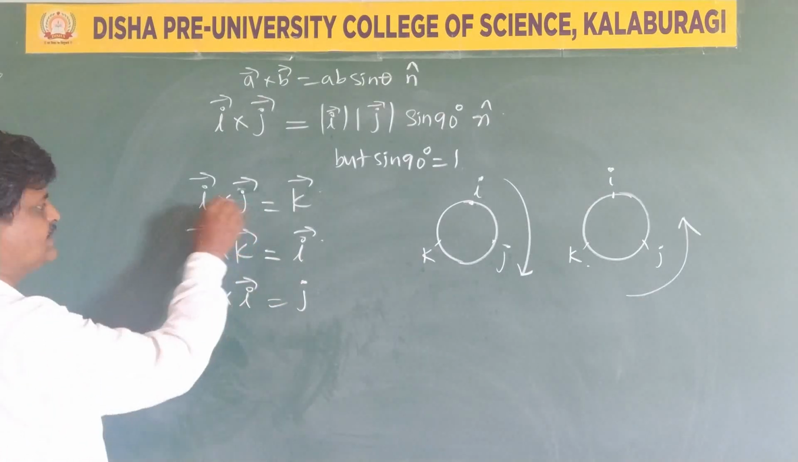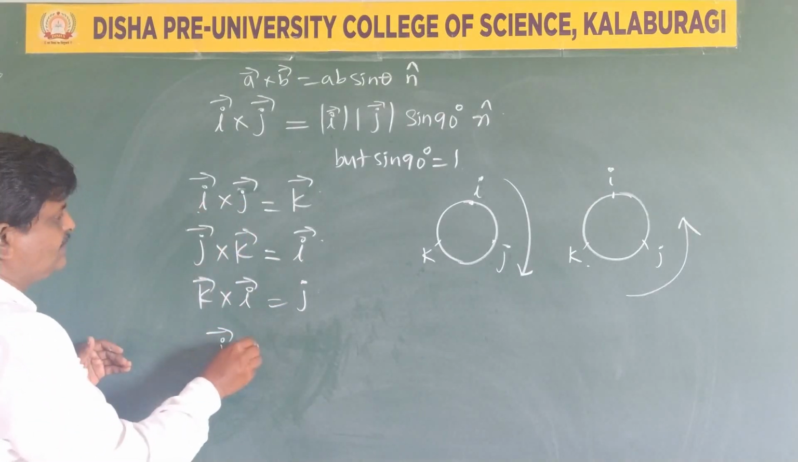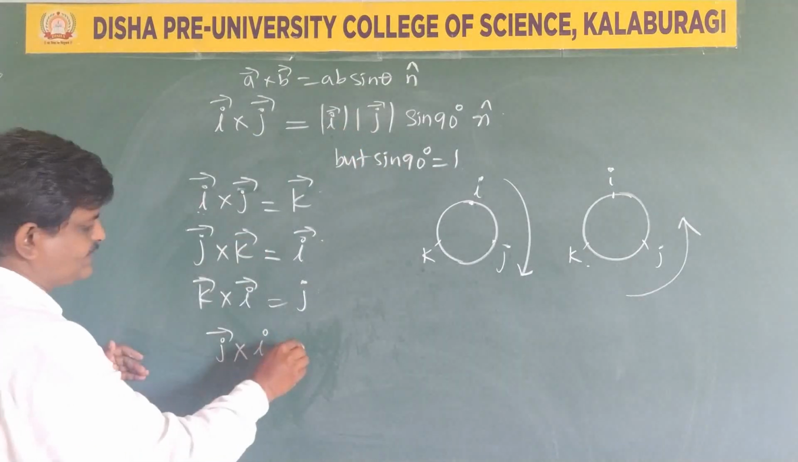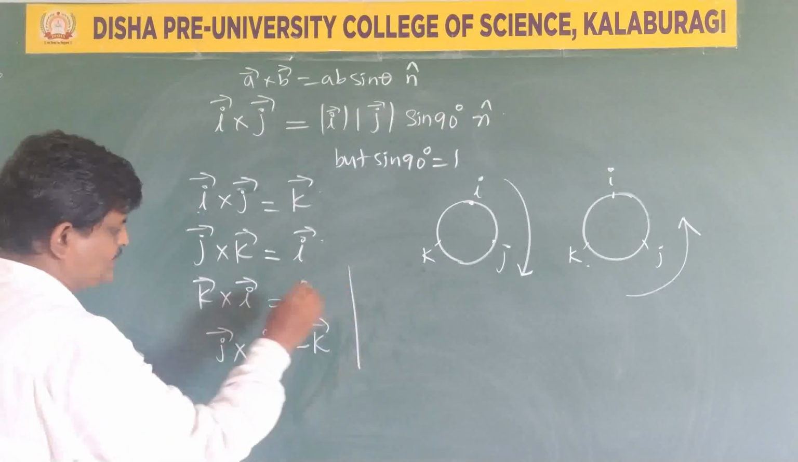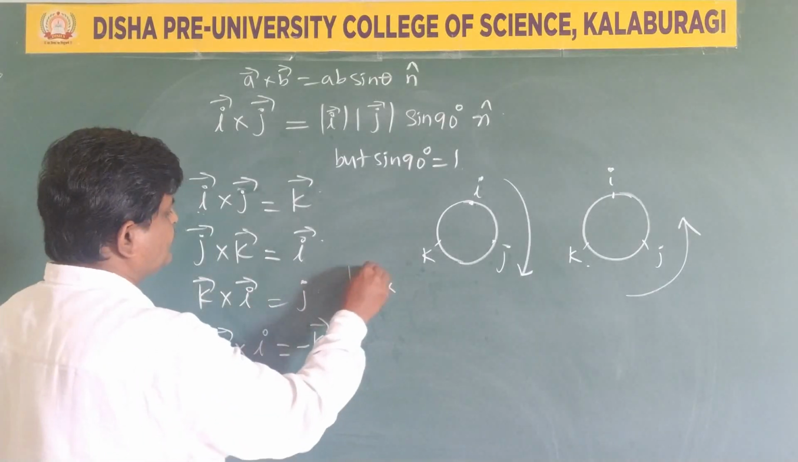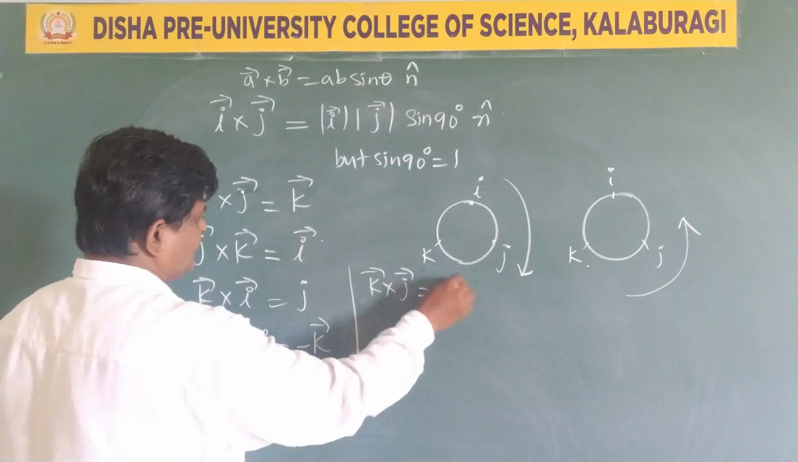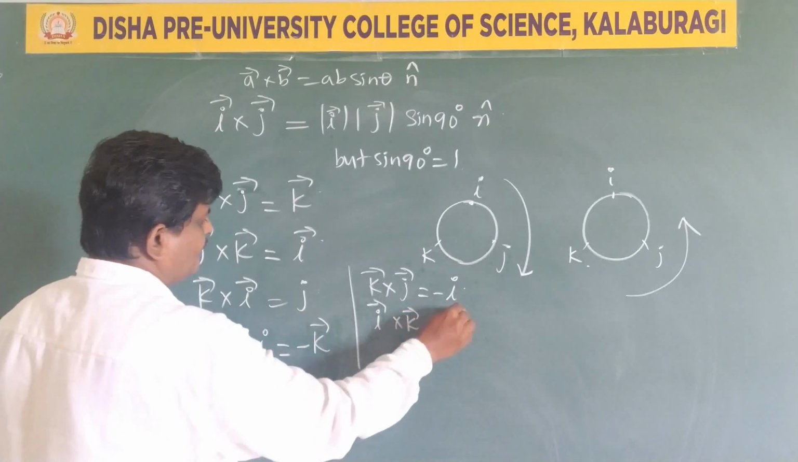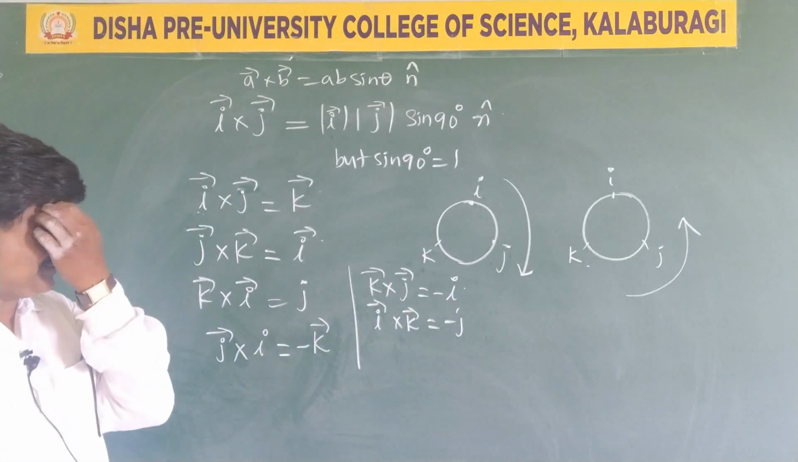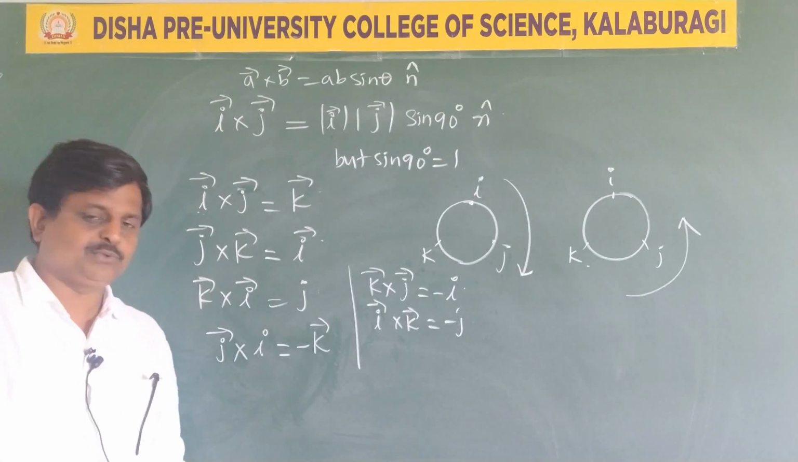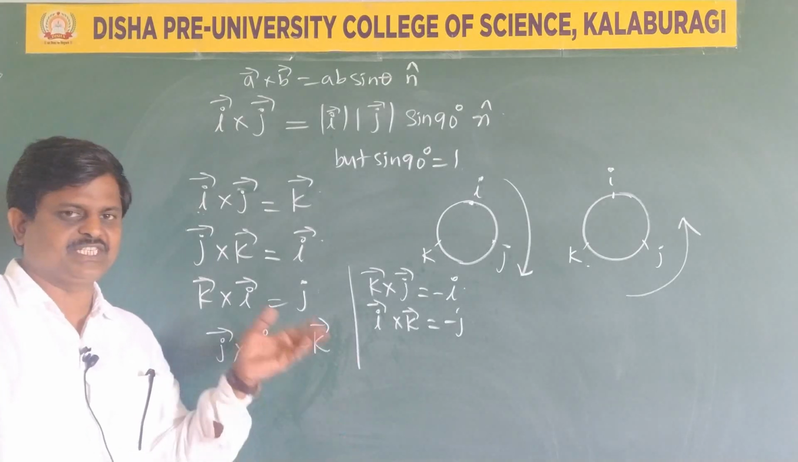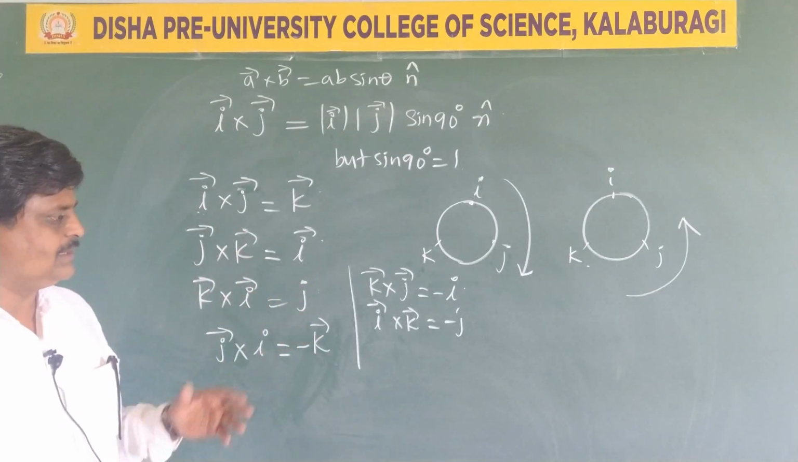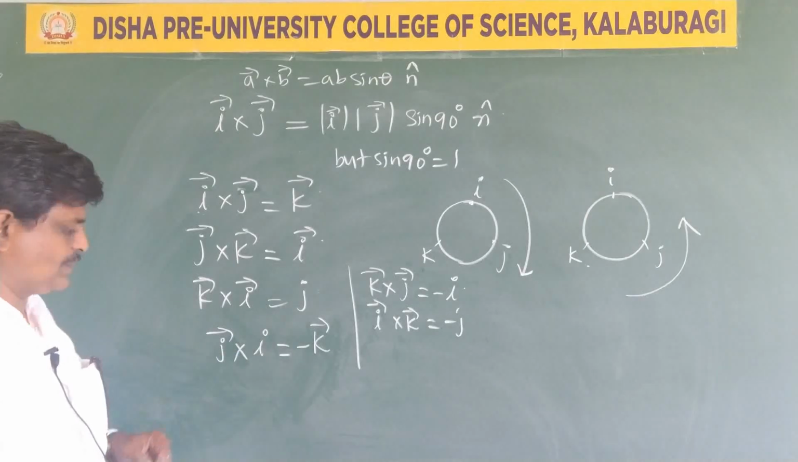Go for anti-clockwise, please. Reverse. J cross I. Yes, what will we get? Opposite, minus k. Right. So when you operate k cross j, it is minus I. When you operate I cross k, it is minus j. Agree? So therefore, the cross product of two vectors is a vector which is perpendicular to the plane containing the given vectors. That is proved over here.